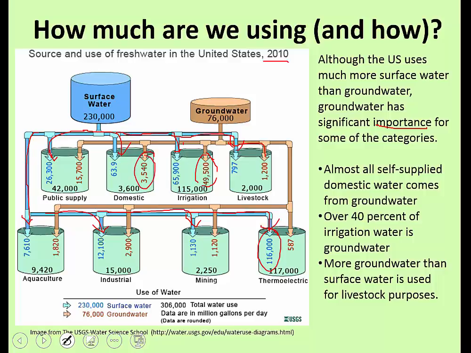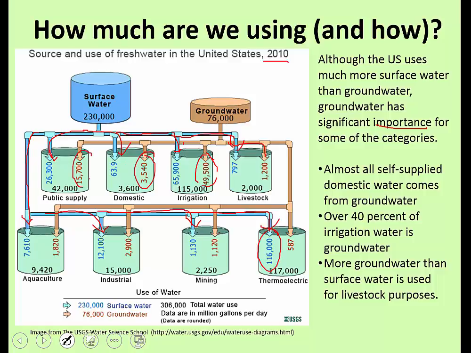Actually, about all of the self-supplied domestic water comes from groundwater. So people who are on their own systems tend to have wells. They don't tend to have a tap into a lake or pond or something like that.